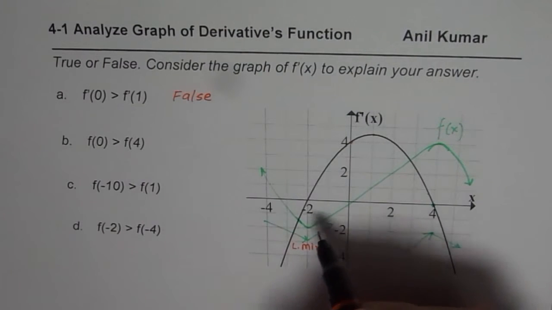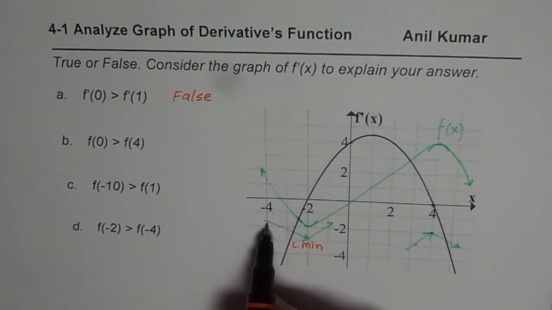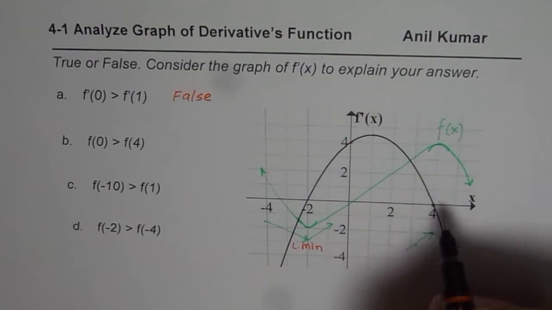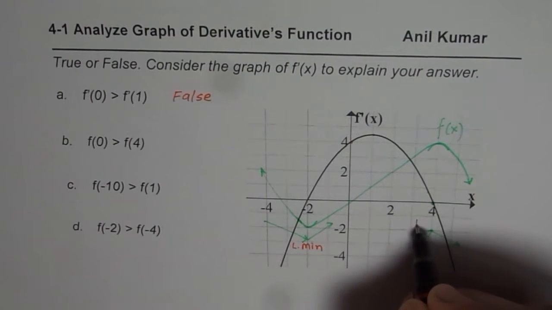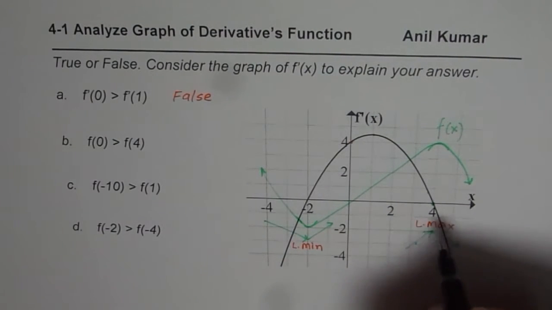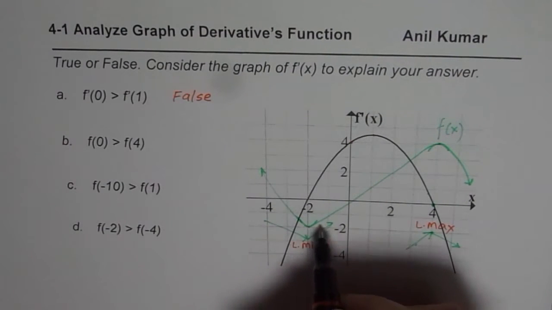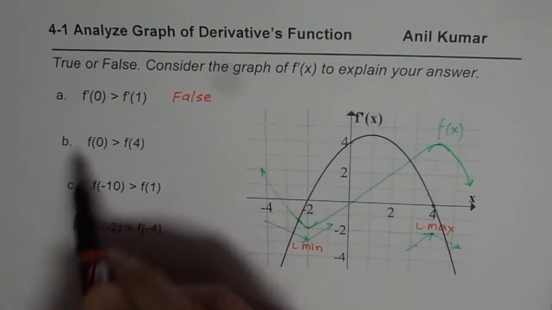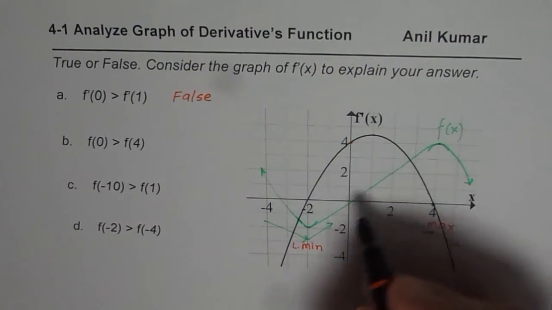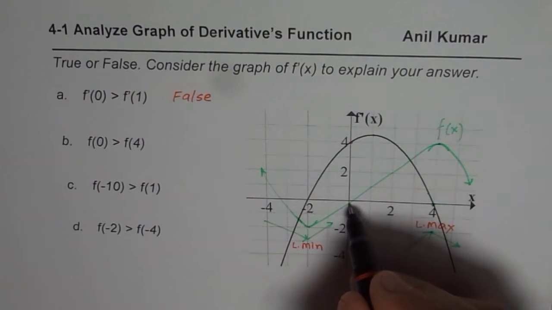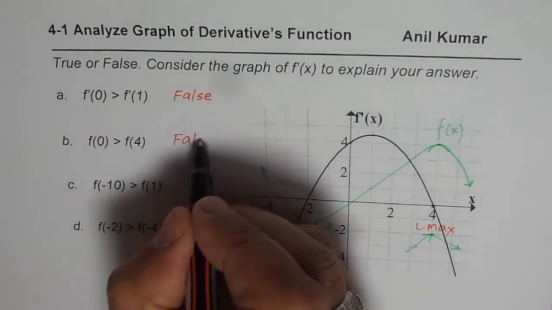And how did I analyze it? When the derivative changes from negative to positive, that means we have a local minimum. When it changes from positive to negative, that means the slope goes from positive to negative, and we have a local maximum, right? So this is a very high point as compared to that point. Now it will be very easy to answer the questions. F of 0 and f of 4, you are going to compare. F of 4 is your local maximum and f of 0 is in between. So f of 0 is not greater than f of 4. So this is false.